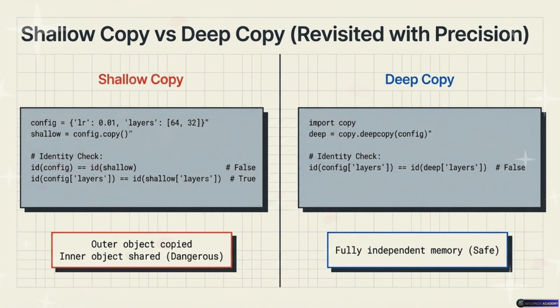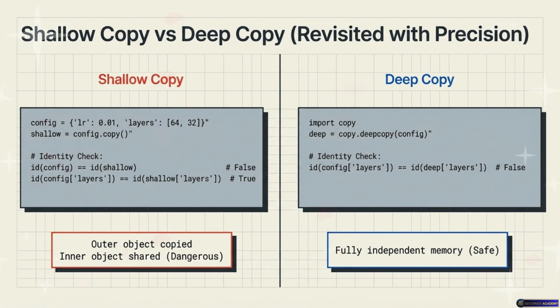If I compare the id of config layers with the id of shallow layers, they share the exact same memory address. The comparison returns true. So a shallow copy is like duplicating a filing cabinet, but inside the new folders, you just put sticky notes pointing back to the original document. Oh, it's a brilliant way to put it.